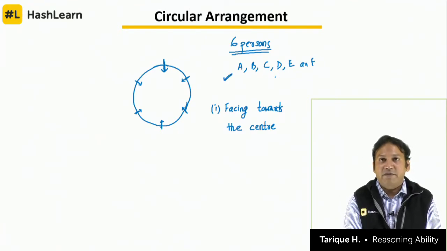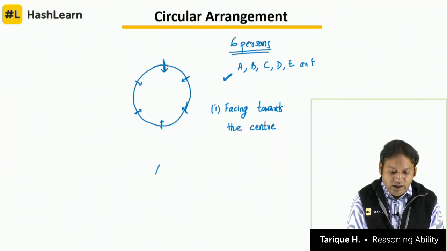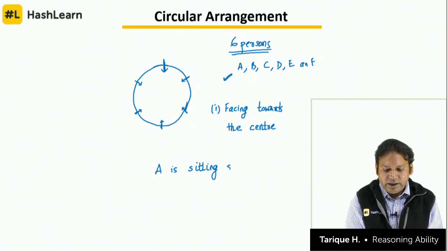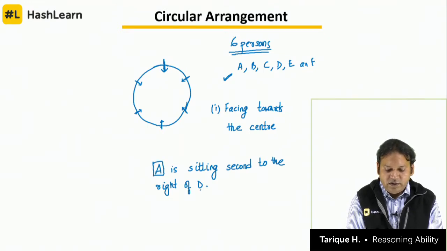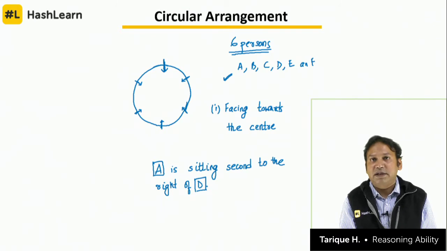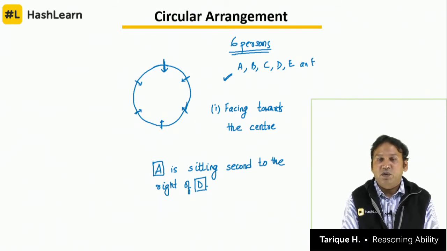A, B, C, D, E and F are sitting around a circle. All of them are facing the center. A is sitting, let's say this thing is there, A is sitting second to the right of D, second to the right of D. Normally this is how a clue will be there in your exam, right of D. So position of A is given to you with respect to position of D and not vice versa. It is not the position of D given to you with respect to A.